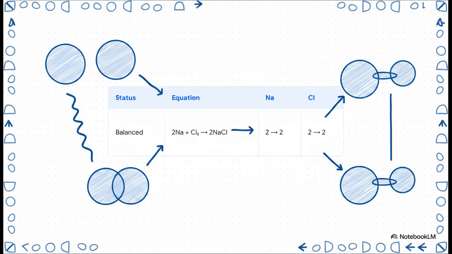Finally, let's look at a synthesis reaction. Notice how elegantly the atoms mirror each other here. To balance the 2 chlorines on the left, we place a coefficient of 2 in front of the NaCl product on the right. But oops, that gives us 2 sodiums on the right, which is exactly why we needed that 2 in front of the Na on the left to begin with. The final count is 2 sodium and 2 chlorine atoms perfectly matched.